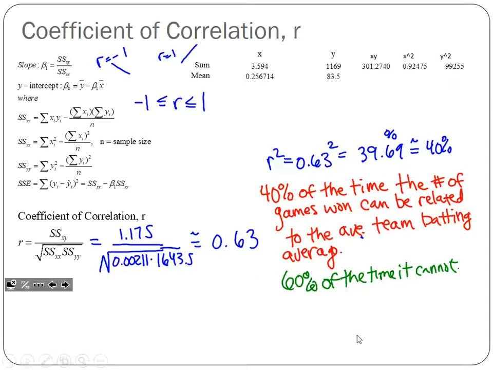Now, in the world of numbers, it sounds kind of dreary that only 40% of the time this relationship actually makes sense. But a correlation coefficient of 0.63 is pretty good. We found that the slope isn't 0, so it's contributing to y, and we can use this model, the original least squares model, to do some predicting. And we'll do that in the next example.